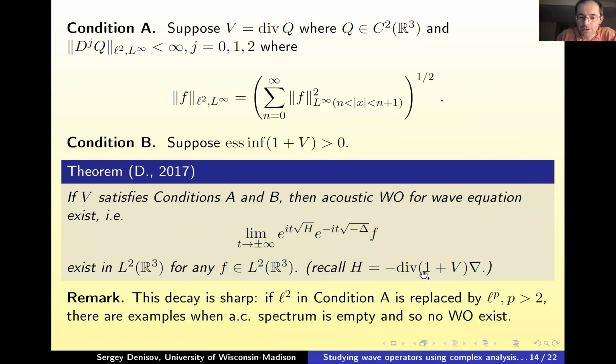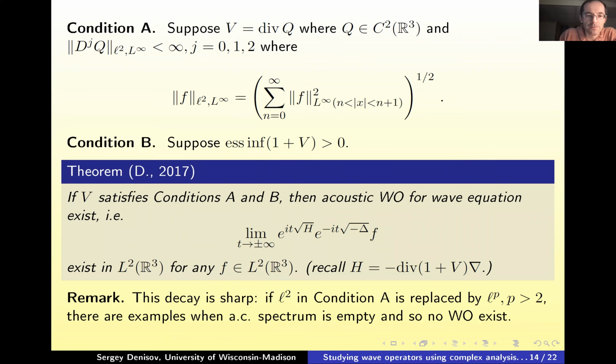And recall that H is this divergence-free operator defined like this. So in a sense, this result is sharp. If you drop this condition L2, or rather if you replace it by condition LP with P larger than 2, then again, there are examples when the AC spectrum disappears, and so there is no WO.